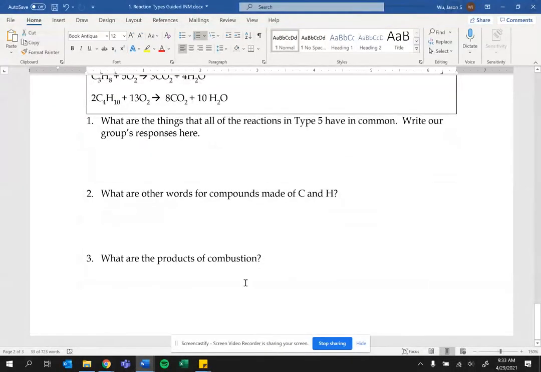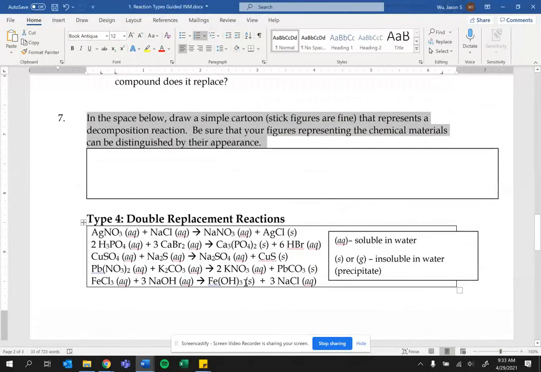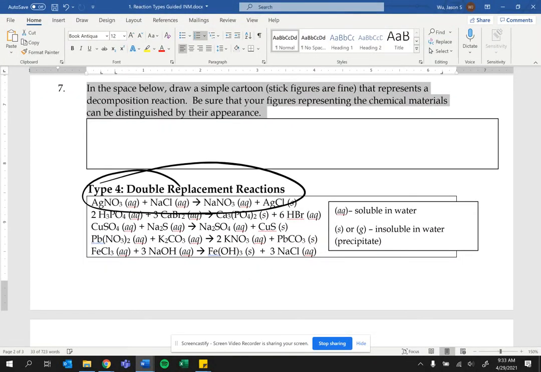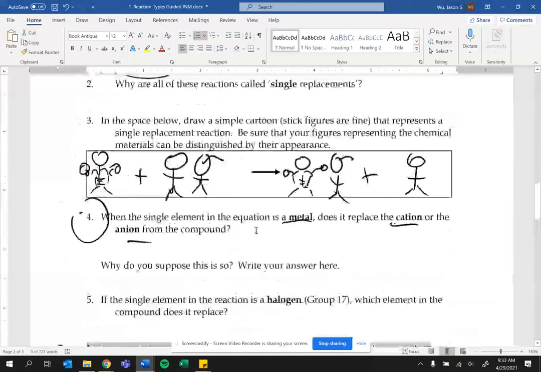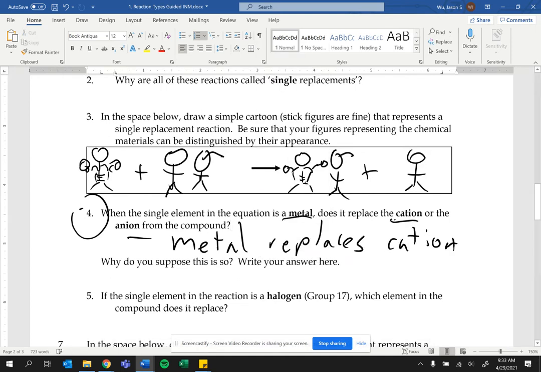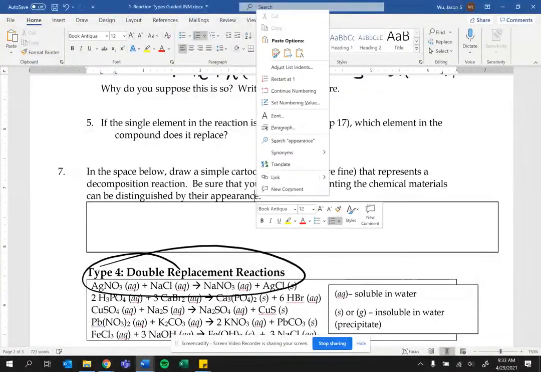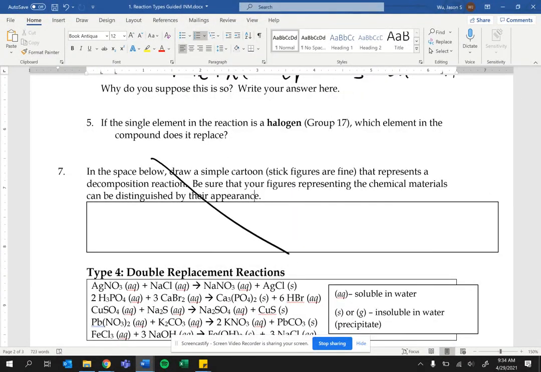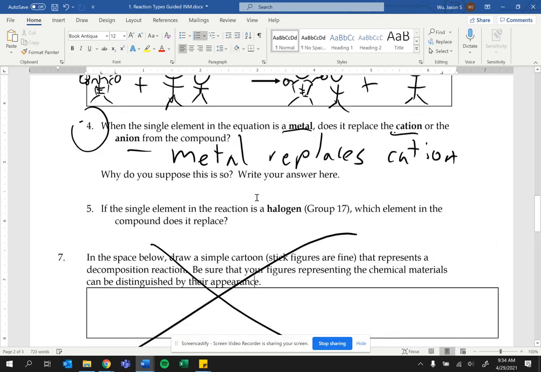Okay, the last type of reaction is double replacement. Did you have a question? Yeah. Number 4, metal replaces cation because metals form cations. And this guy, number 7, is a typo. Should be removed.